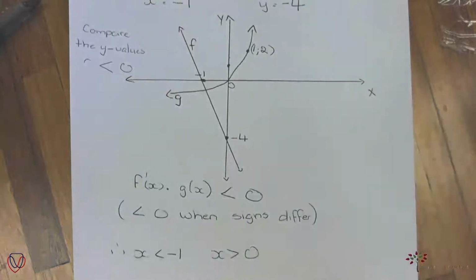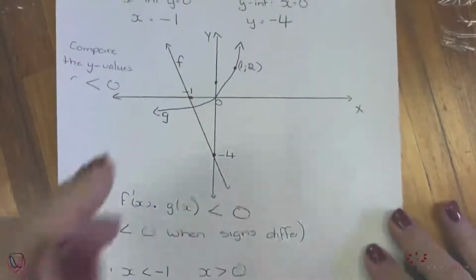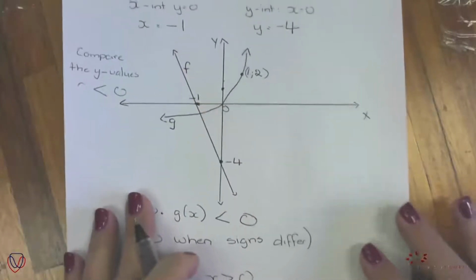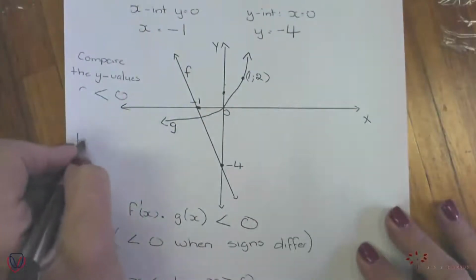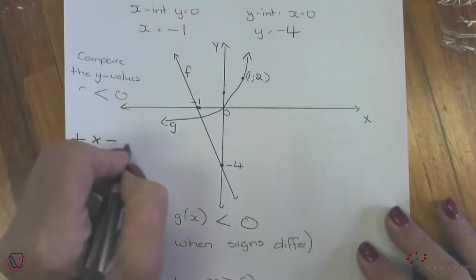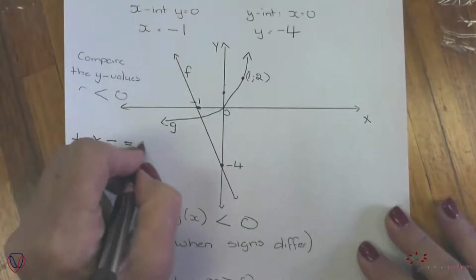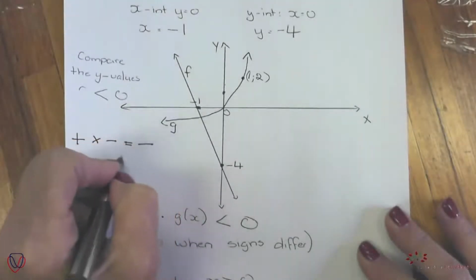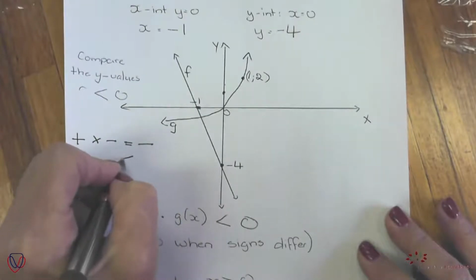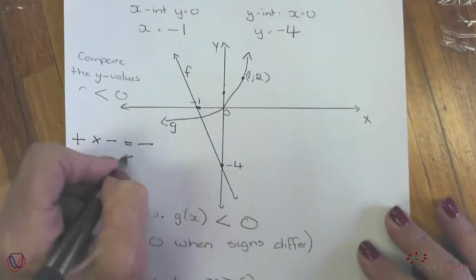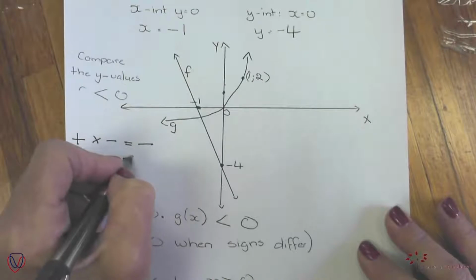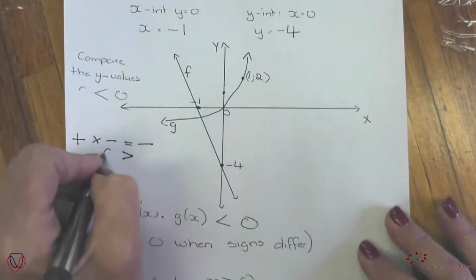Mamiki, you use your fingers and you compare the y value. I said compare the y values, and a positive times a negative is negative. So it is smaller than 0. How must I say that? Smaller than 0.